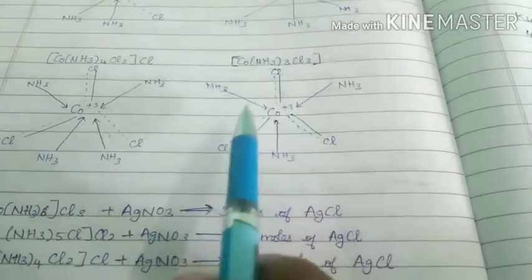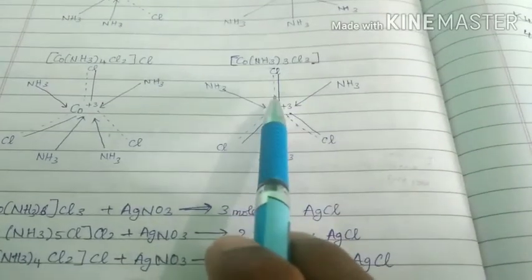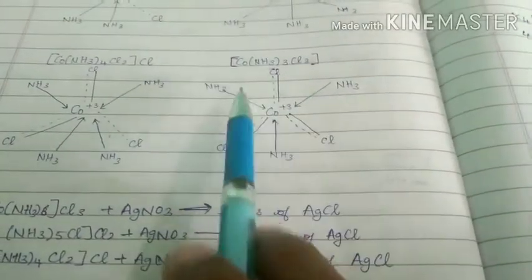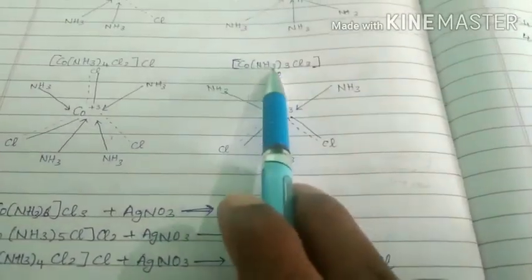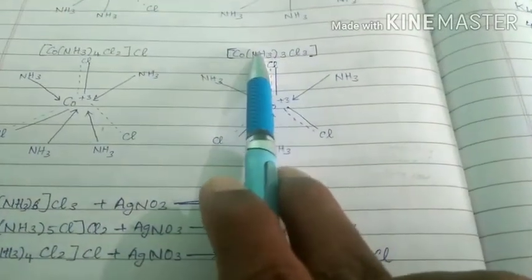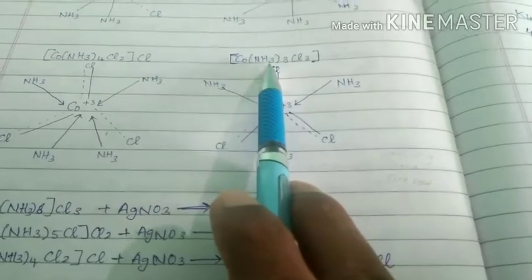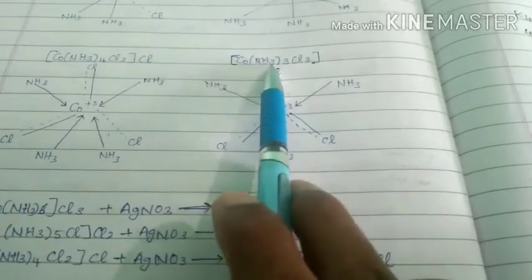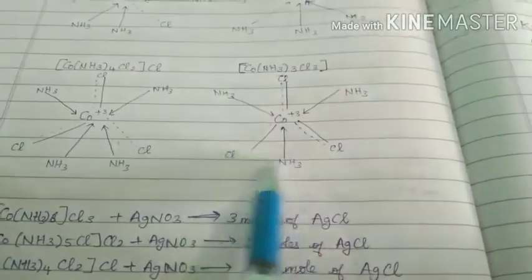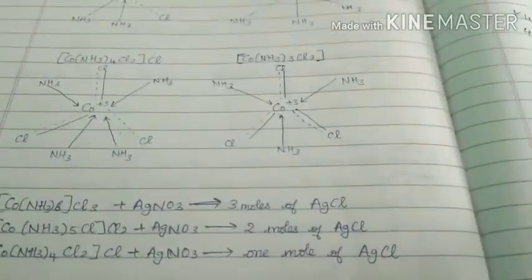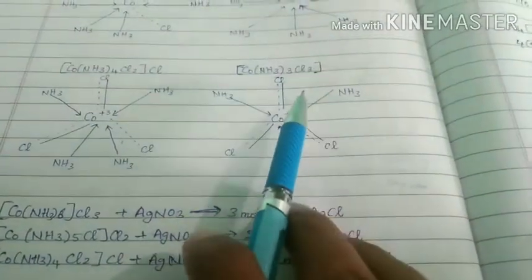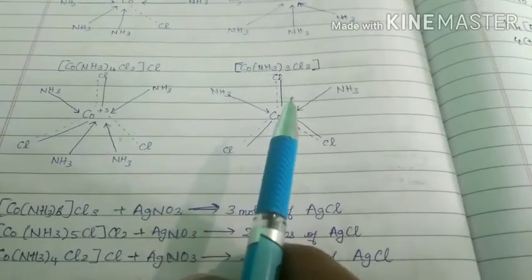So these three chloride ions are represented by dotted lines as well as bar lines. But these three ammonias are represented by only bar lines. These cannot be represented by dotted lines. Why? Because these are neutral molecules. These neutral molecules cannot satisfy primary valence. So those are represented by only bar lines. This is the structure of this compound. So this is the way to represent the structure of complex compounds according to Werner's theory.